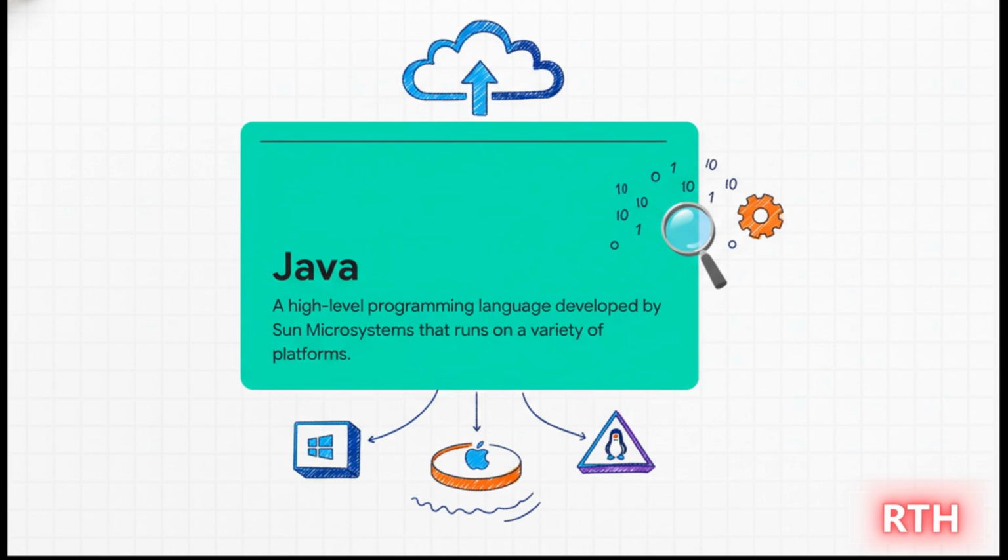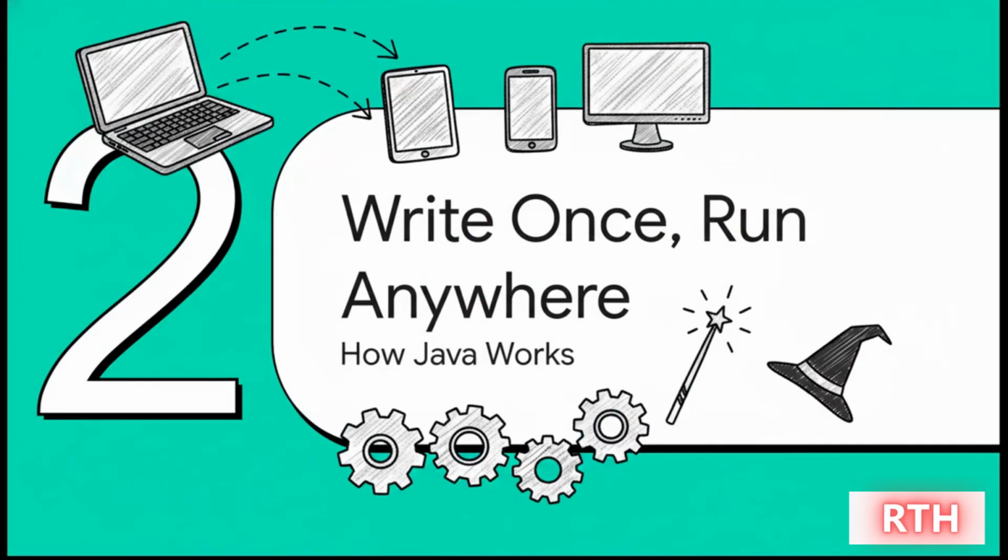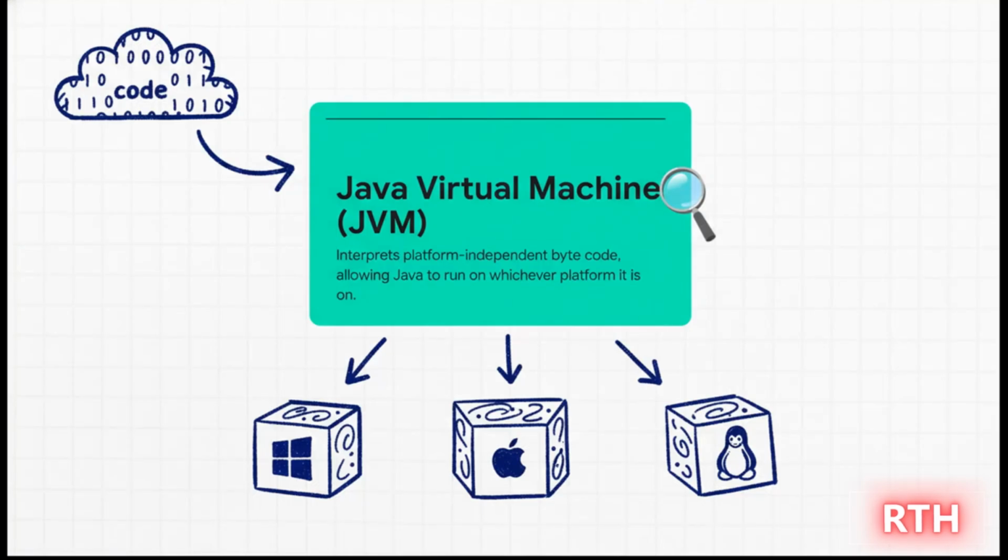Let's break down what that actually means. And this brings us right to Java's legendary slogan, its killer feature: write once, run anywhere. Seriously, this isn't just some catchy marketing phrase. It's the entire philosophy behind the language. So how on earth does Java pull off this magic trick? The secret sauce, the magic box, is the Java Virtual Machine, or what we all call the JVM.